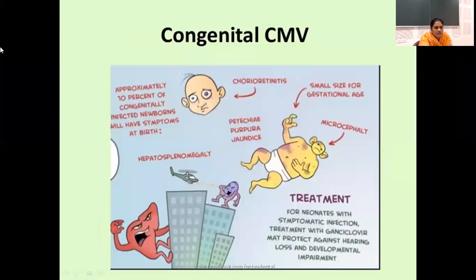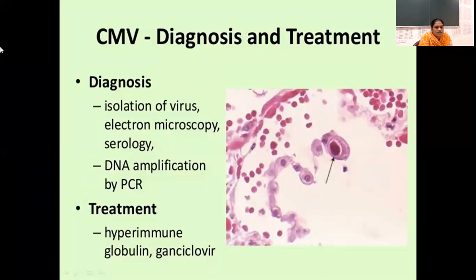Usually, approximately 10% of the congenitally infected will have symptoms at the time of birth, like hepatomegaly, petechiae, jaundice, chorioretinitis, microcephaly. Diagnosis and the treatment: isolation of the virus, electron microscopy, serology, and DNA amplification by PCR. The treatment is hyperimmunoglobulin and ganciclovir.